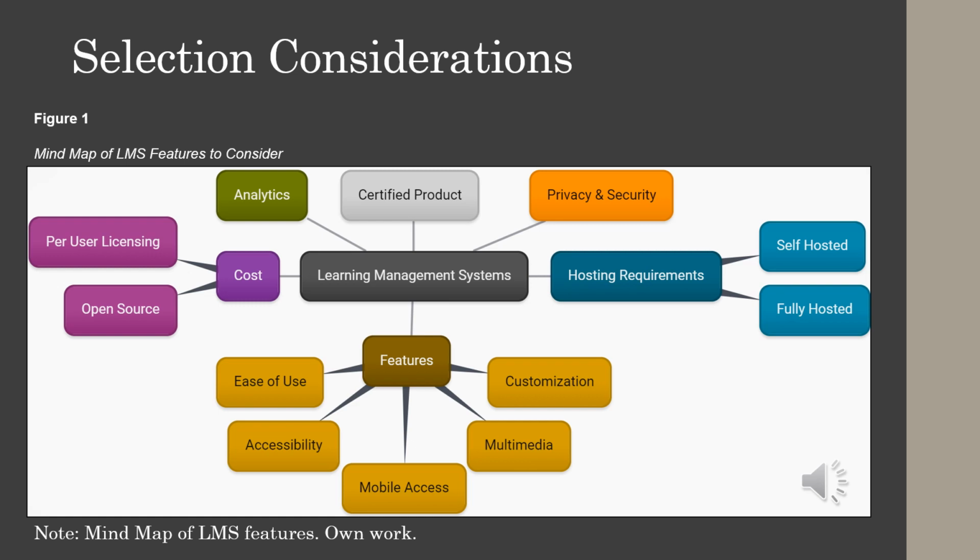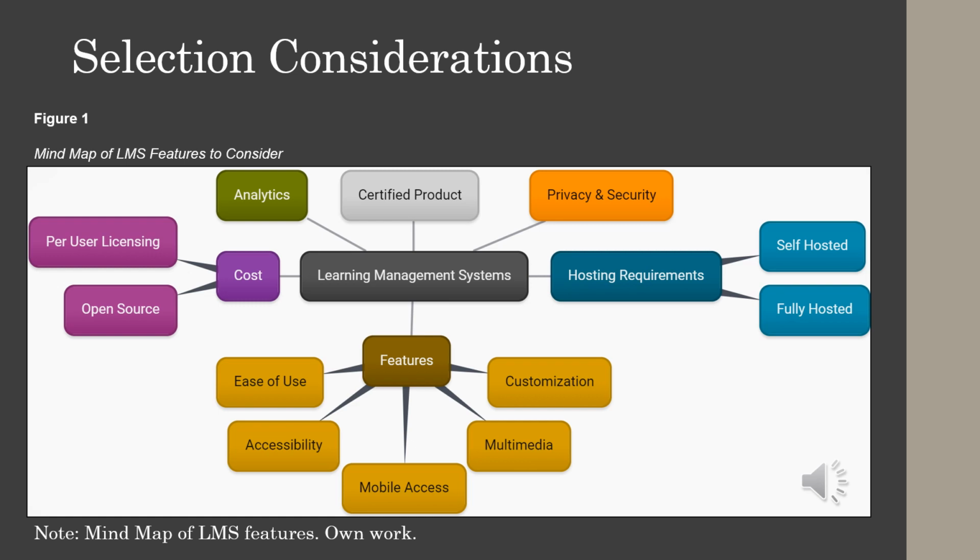Selection considerations. When preparing to adopt a learning management system, or LMS, an institution needs to conduct a needs analysis to determine the goals of the organization and the required and desired functionality and features of a system. This mind map shows just a few of the features that should be considered.